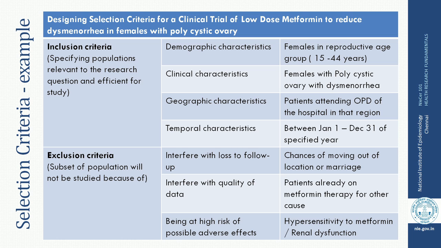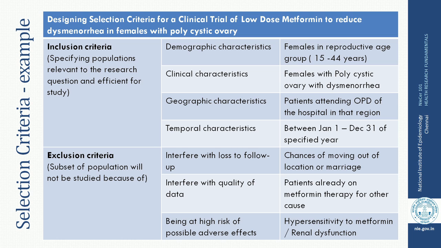To understand inclusion and exclusion criteria more, here I am giving an example. Say we are designing selection criteria for a clinical trial of low dose metformin to reduce dysmenorrhea in females with polycystic ovary. Let us see how we can fix our inclusion and exclusion criteria. The inclusion criteria are the main characteristics of the population who have to be included, relevant to the research question. Here, for demographic characteristics, I will include females in the reproductive age group of 15 to 44 years.